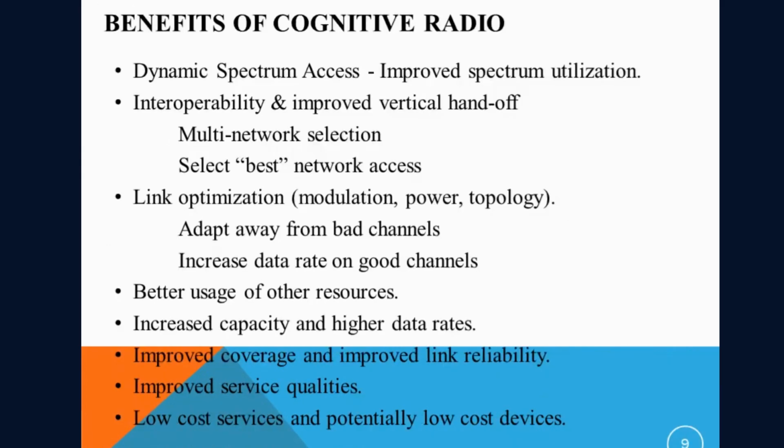Next comes the benefits of cognitive radio. Dynamic spectrum access, that is improved spectrum utilization, is one of the foremost benefit of cognitive radio. The other benefits of cognitive radio includes interoperability and improved vertical handoff, link optimization, better usage of resources, increased capacity and higher data rates, improved coverage and improved link reliability, improved service qualities and low-cost services in low-cost devices.